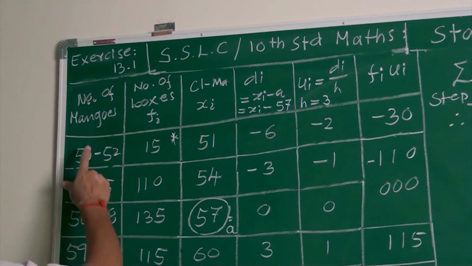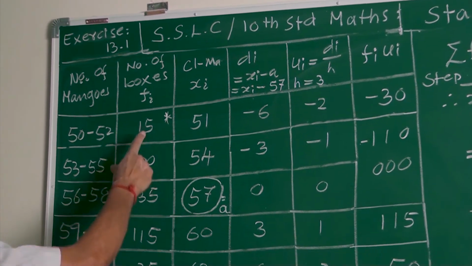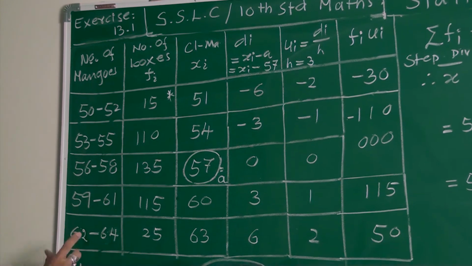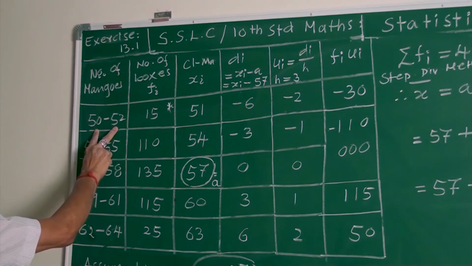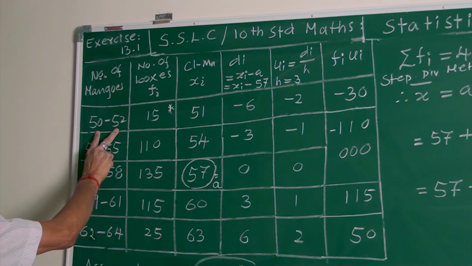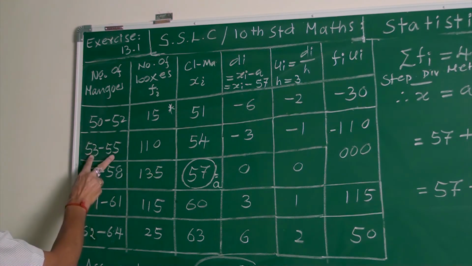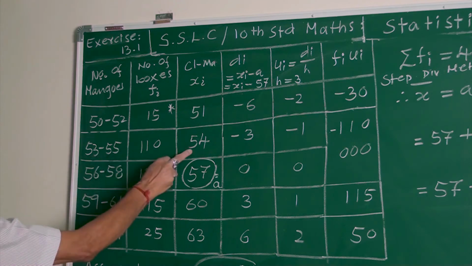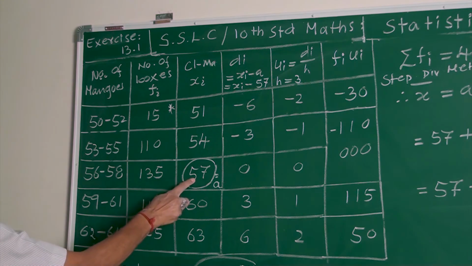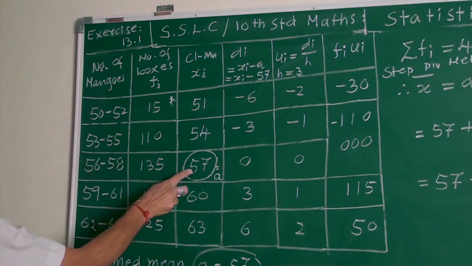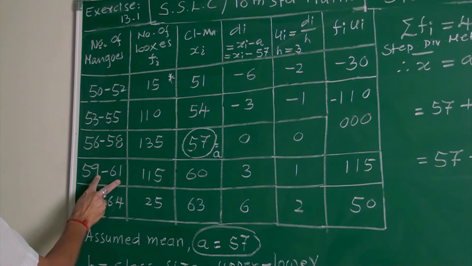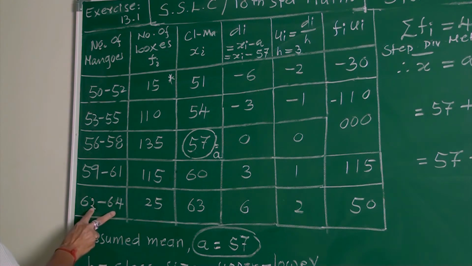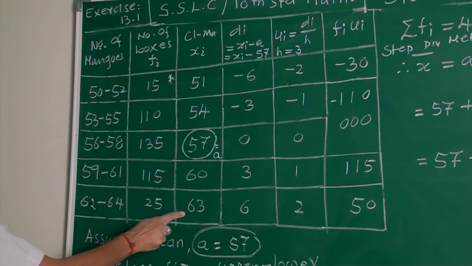First row is first column, second row is second column. As it is, you have to write. After writing, you have to go for what? Xi, the middle value. Sum divided by 2. 102 upon 2 is 51. 108 upon 2 is 54. Like that, 114 divided by 2 is 57. 120 divided by 2 is 60. 126 upon 2 is 63.